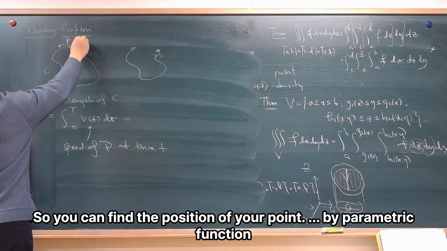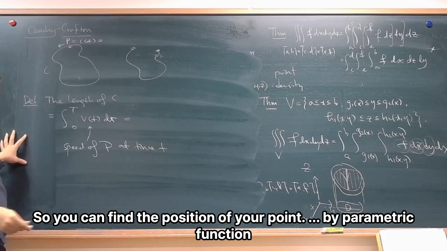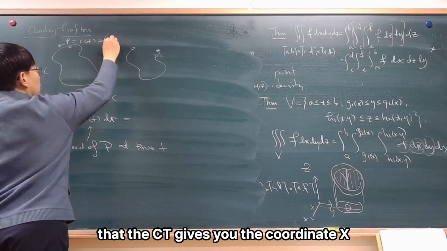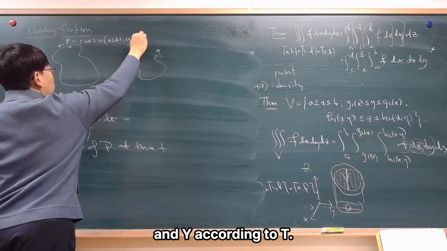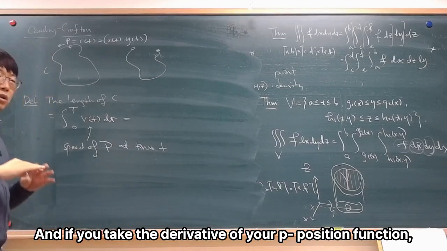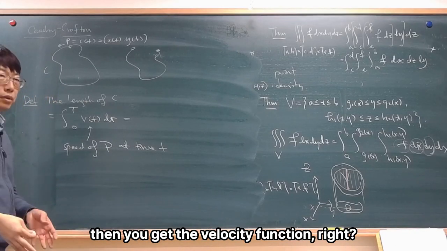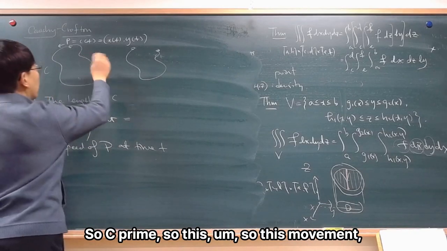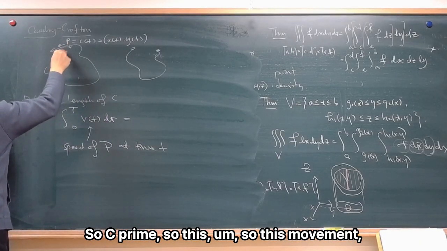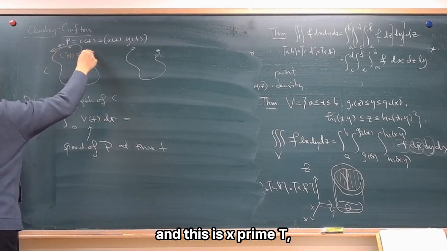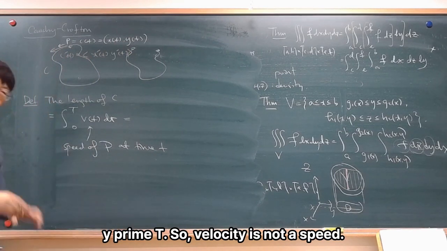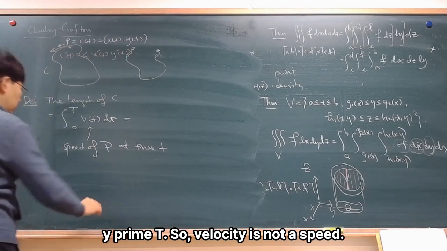So you can find the position of your point by a parametric function. Let's say c(t) gives you the coordinates x and y according to t. And if you take the derivative of your position function, then you get the velocity function, right? So c prime is the velocity, and this is (x'(t), y'(t)). So velocity is not a speed.